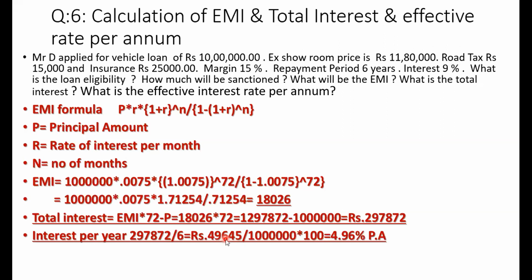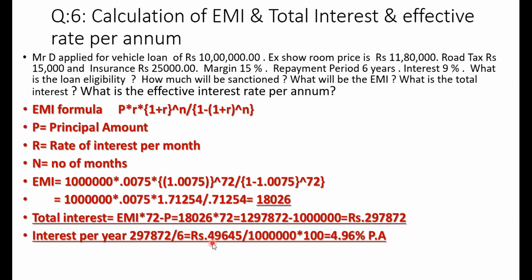What is the effective rate? Finally, the housing loan borrower has serviced the housing loan. It's not 9%. Because he is paying every month, the effective rate will be reduced, not increased. Every month he is paying, so the liability, everything, will keep on coming down. So the total average interest is how you have to calculate: total interest divided by 6, and then just press the percentage button.